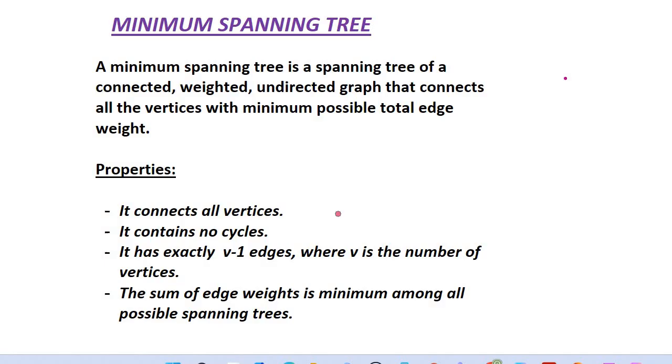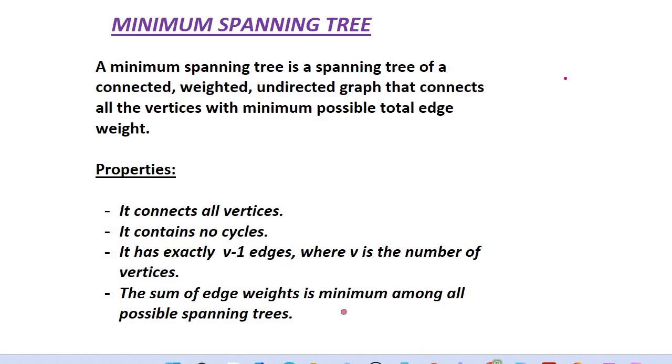Third property is it has exactly V minus 1 edges, where V is the number of vertices. For example, we have a total of 6 vertices in the initial graph. Then in the minimum spanning tree, it should have 6 minus 1, which is equal to 5 edges.